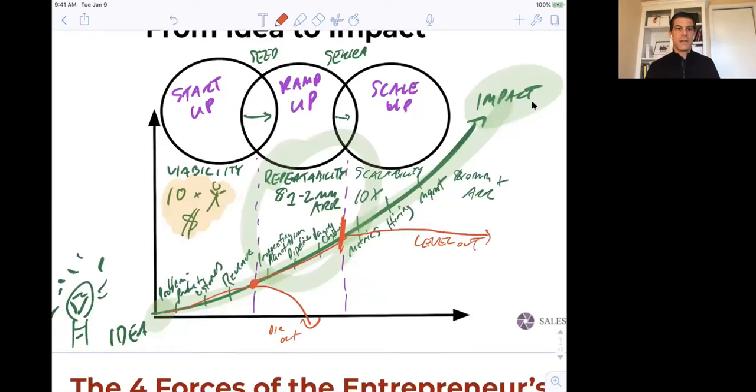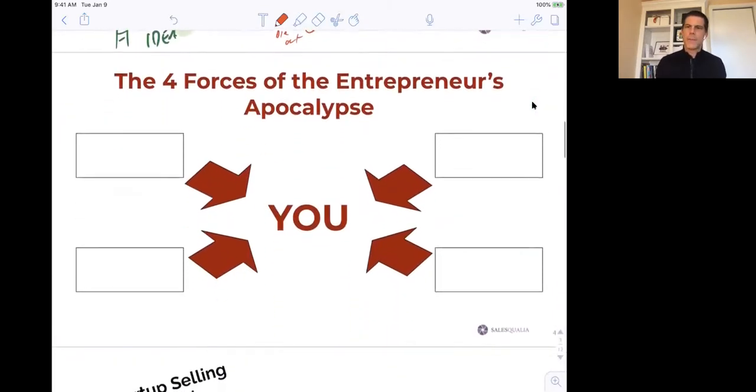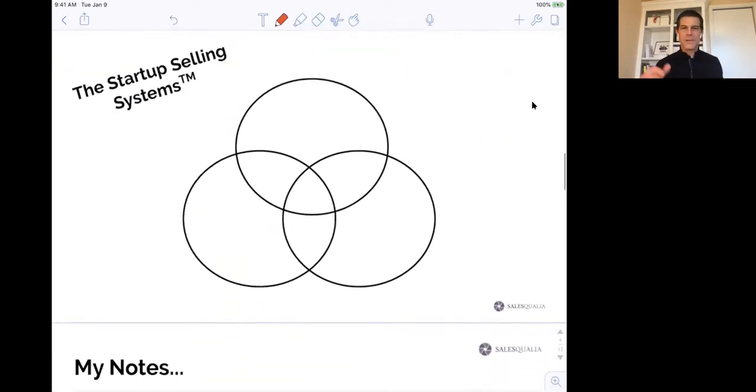We're going to skip the 4 forces of the entrepreneur's apocalypse for now. We'll leave that hanging like a matzo ball for you. But because I do want to make sure we spend time on the startup selling systems as it relates specifically to prospecting, pipeline, and paying customers.